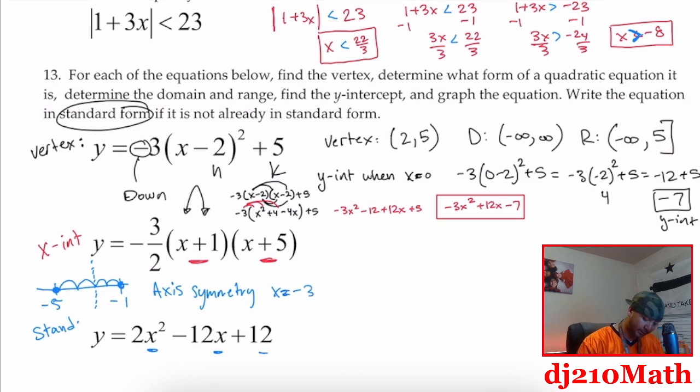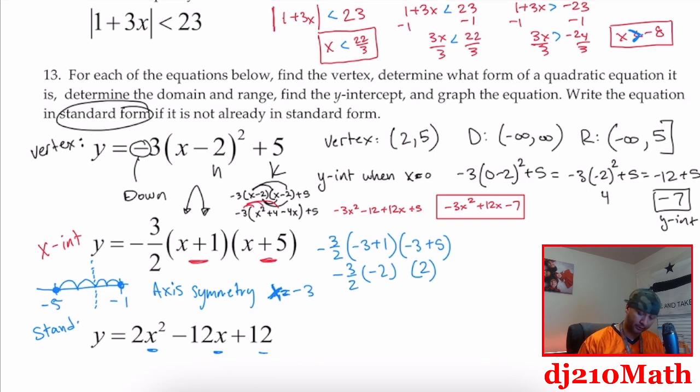X equals negative 3. Why is that significant? Why is it important to know that the axis of symmetry goes through negative 3? It's because the vertex will 100% lie on that line. So if I plug in x equals negative 3 into the original function, I'll get the vertex. So this is going to be negative 3/2 times negative 3 plus 1 times negative 3 plus 5. So negative 3 plus 5 is 2, positive. Negative 3 plus 1 is negative 2. And that's being multiplied, and this is being multiplied by negative 3/2.